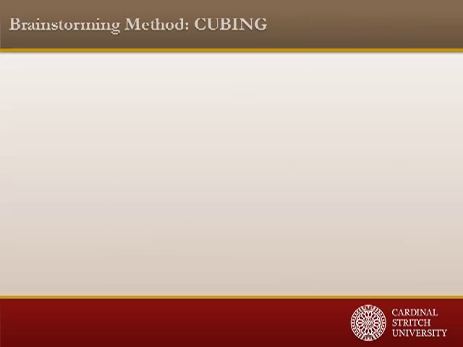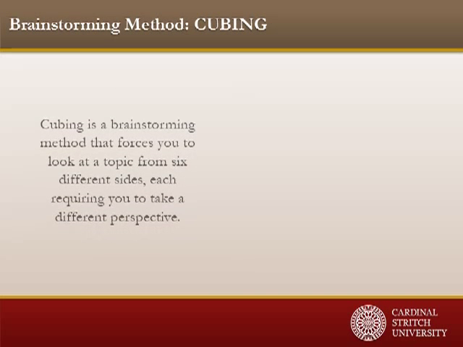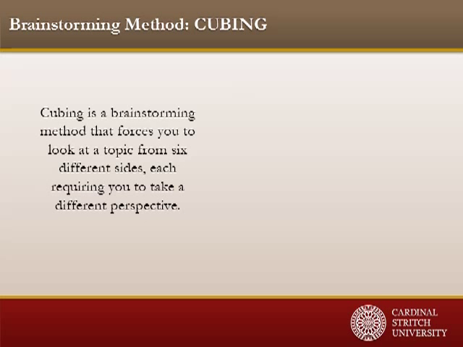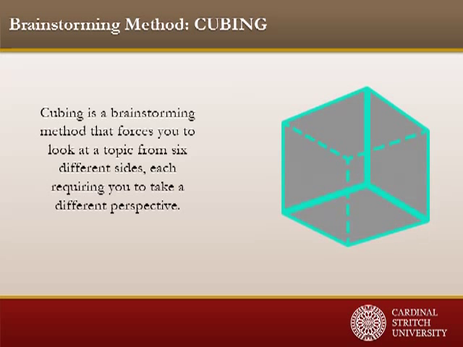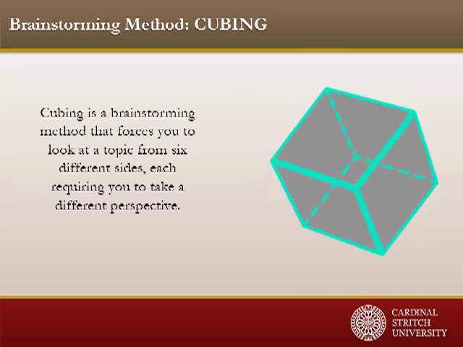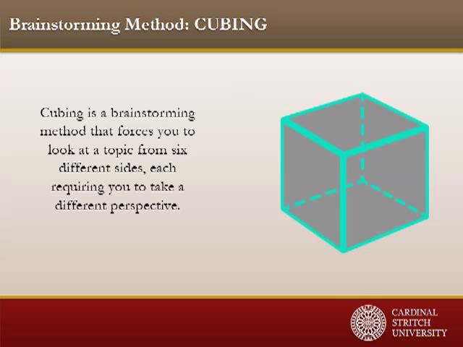So let's talk about cubing. For this strategy, you're really looking at the same topic from different vantage points, just like this box that shows you the different sides, really 6 sides of this square box. Cubing helps you do that. Look at an issue from all different sides of the matter.